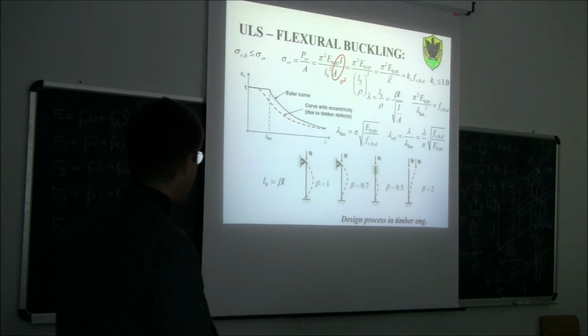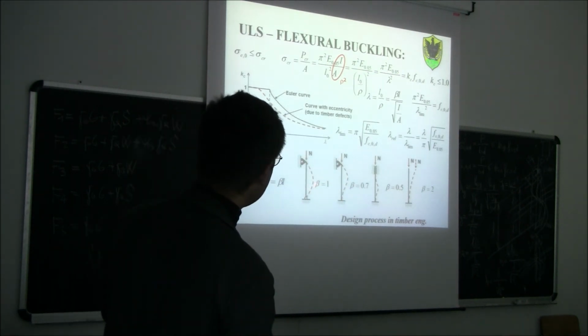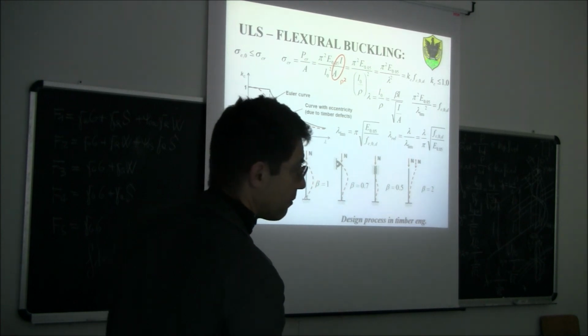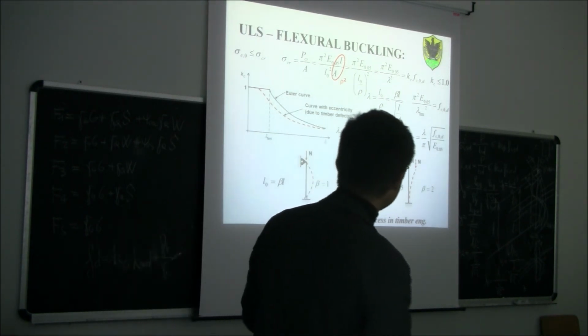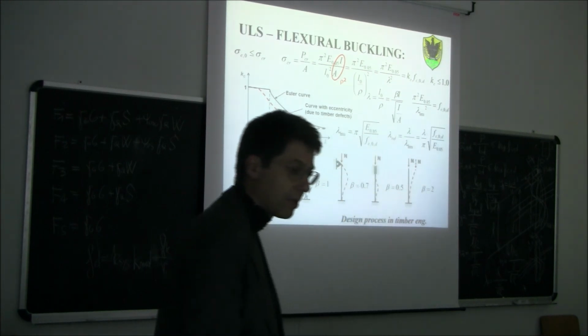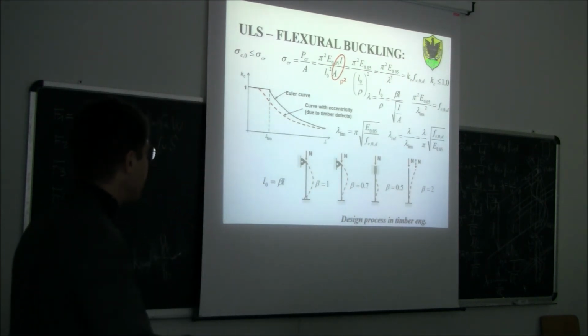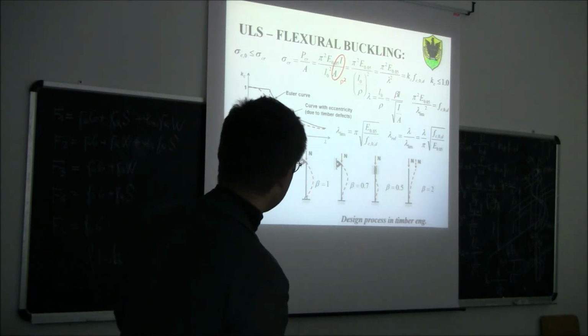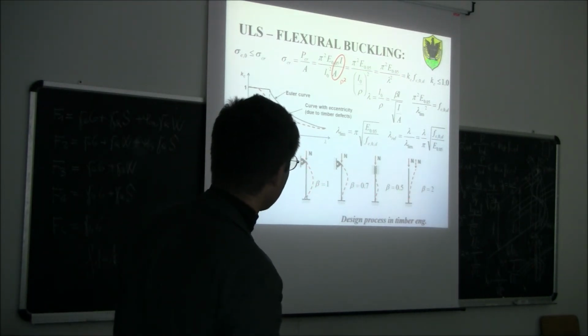Restraint coefficient. In general, we usually consider beta equal to 1. Particularly with timber, it's very hard to get a fully fixed connection. With timber, very often we're going to have pin connections. So for timber, very often we use beta equal to 1.